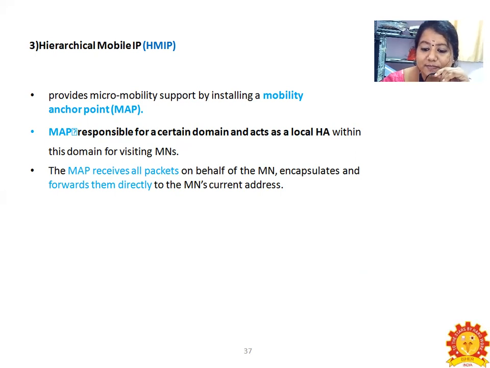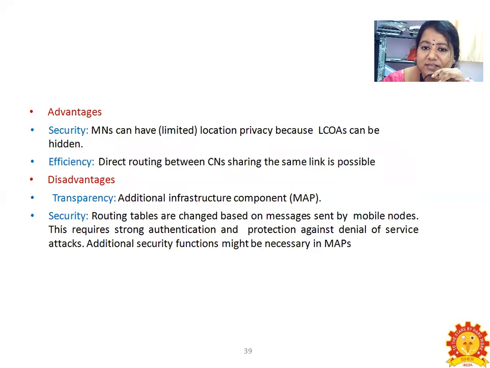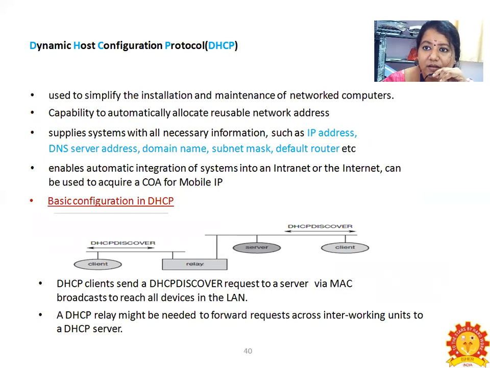current address. So here we have the internet. From there it goes to the MAP. From there it goes to the AR, or it goes straight from M1 to MAP through the LCA, that is the local care of address. The advantages are security and efficiency, whereas the disadvantages are transparency and security.